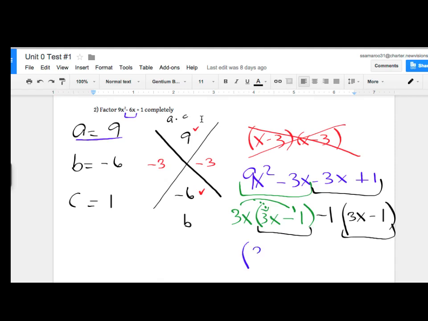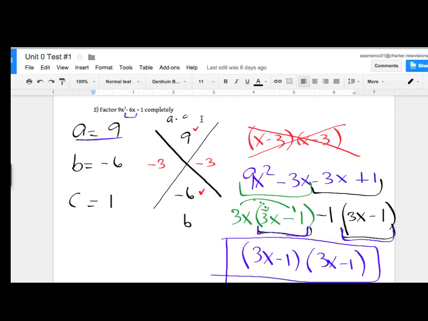Just because I want to make it look pretty, I write these back in the parentheses, and then I give the other one its own parentheses. So this will be your final answer. Because these are the same, I give them one parentheses first, and then I take my 3x minus 1 and give them their own parentheses. If you want to check your answer, the easiest way is to distribute this, and it should give you back what you started with.